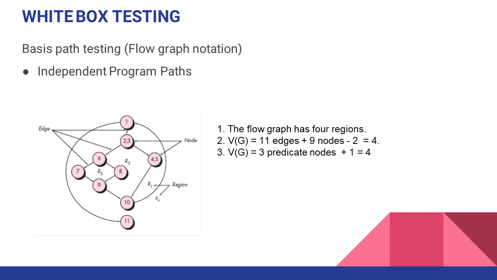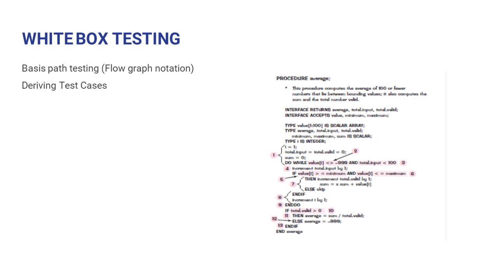Now, the value for V(G) is very important. Why? Because it gives the upper bound for the number of independent paths that form the basis set, and by implication an upper bound on the number of tests that must be designed and executed to guarantee coverage of all program statements. Next step is we need to derive the test cases.